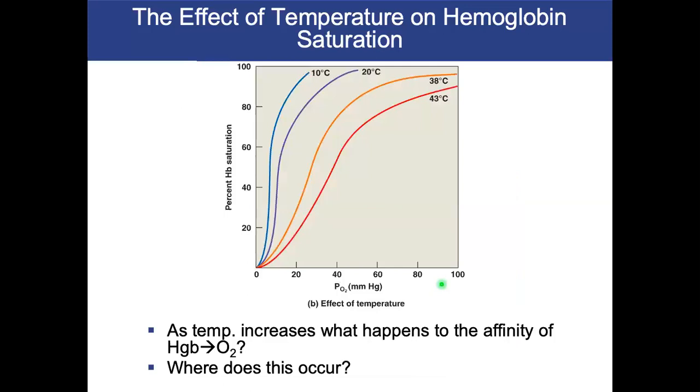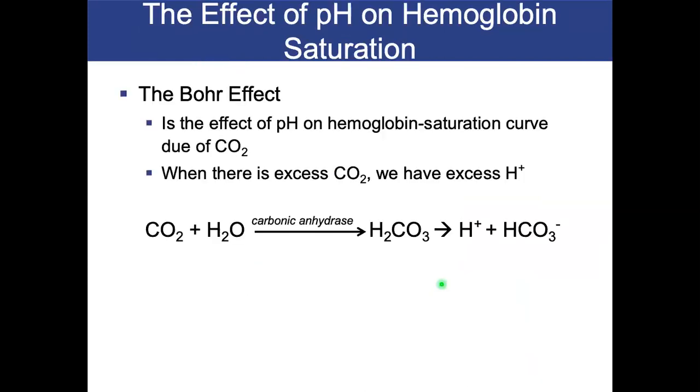And this just covers a temperature curve, and we've already covered that in blood, so go back and look at your blood lecture. The effect of pH on hemoglobin saturation. So again, to reiterate, the Bohr effect is the effect pH has on the hemoglobin saturation curve because of CO2. When there's excess CO2, because CO2 and water make acid, you have excess protons, right? So the CO2 plus water in the presence of carbonic anhydrase, what would happen regardless? But carbonic anhydrase is that enzyme on the red blood cells that catalyzes this reaction to make carbonic acid, and then that dissociates into protons and bicarbonate ions.